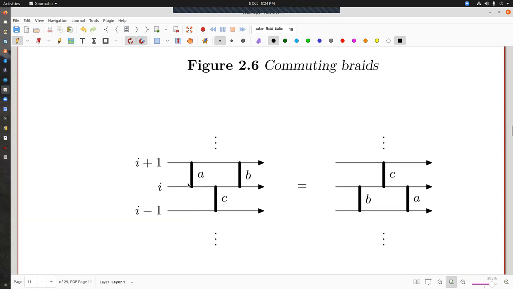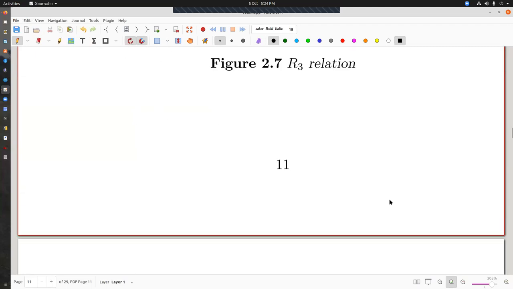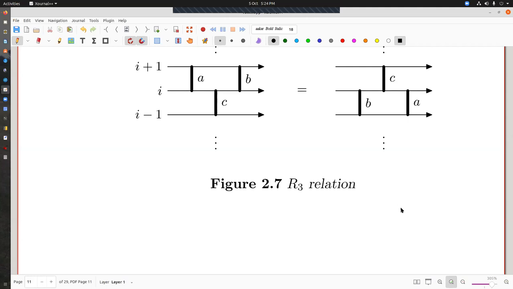And now, of course, corresponding to the R3 move, we've got this relationship here. So this corresponds to an arc labeled A and B moving across C, right? And then C pops up here, and then we get BA down here, and then we get the R3 relation, which I can write down as: that would be A_i, because it's on the ith level, C_{i-1}, and then B_i, and is equal to, over here, B_{i-1}, C_i, A_{i-1}. Okay, so we've got that relationship there.